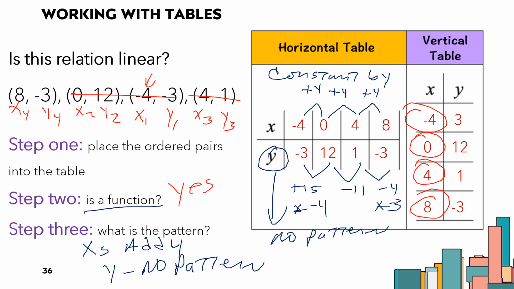Even though the x's is plus 4, since the y's have no pattern, it is non-linear. Because in order for it to be linear, you have to have a constant rate of change with the x's through addition or subtraction, and you have to have a constant rate of change in the y's through addition or subtraction. And since we only have one constant rate of change, it is nonlinear.